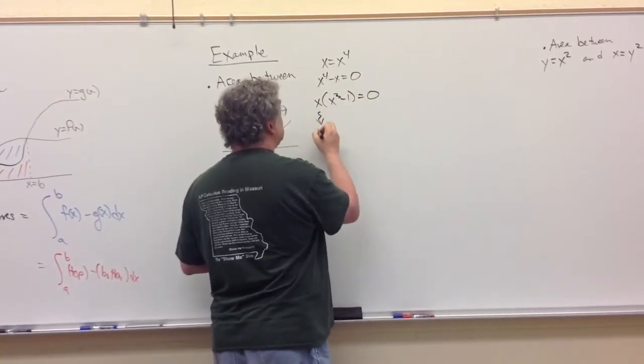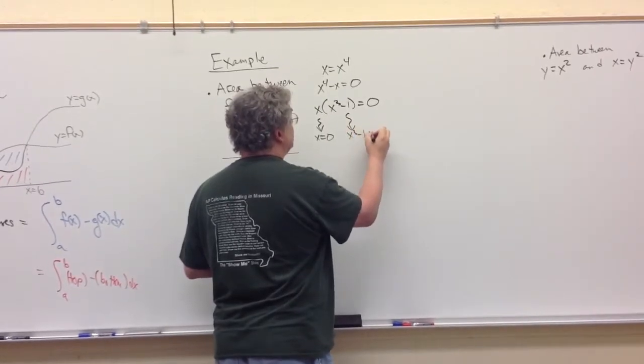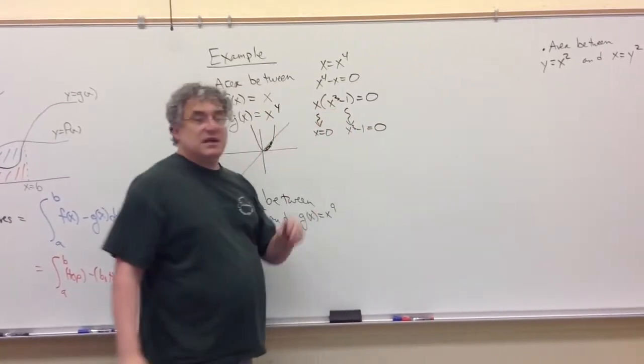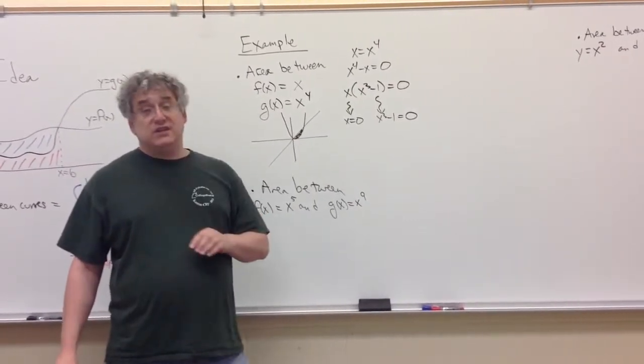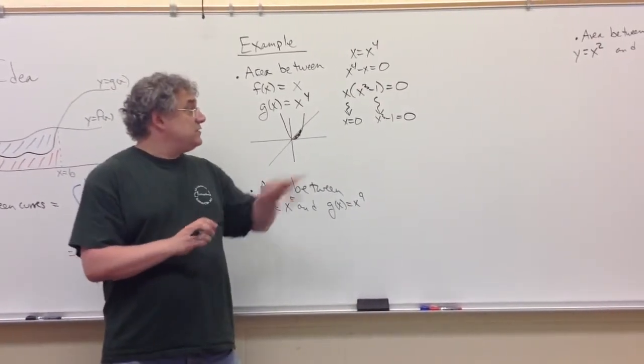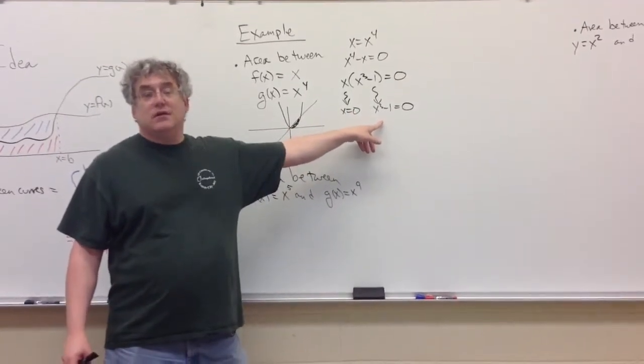And then I've got two things that are potentially 0. If something times something is 0, that means the first one is 0 or the second one is 0. 0 is special that way, so that's the only way we can do it. Now this first one, x equals 0, that's right there. This one, x cubed minus 1 is 0.